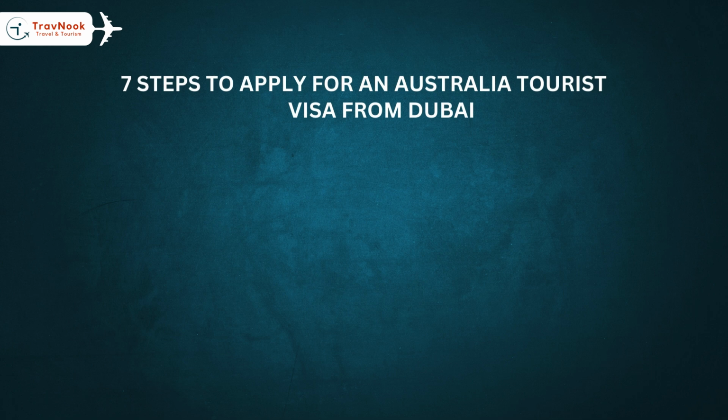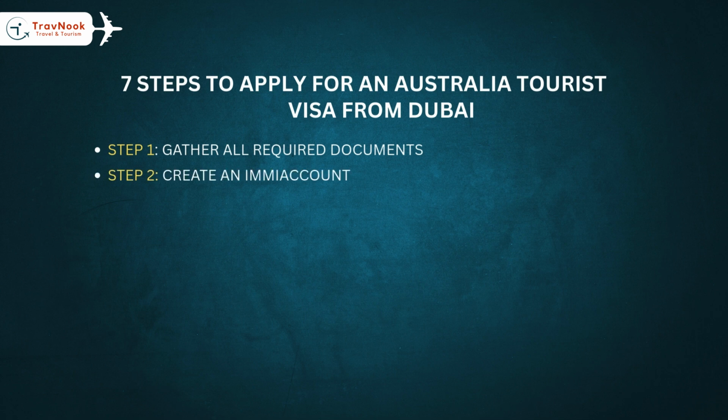If you're wondering how to apply for an Australian visa from Dubai, here's a step-by-step breakdown. Step 1. Gather all required documents. Ensure all required documents are compiled and valid. Step 2. Create an IMI account. Register on the official Australian immigration website. Step 3. Fill out the application form. Log into your IMI account and complete Form 1419.